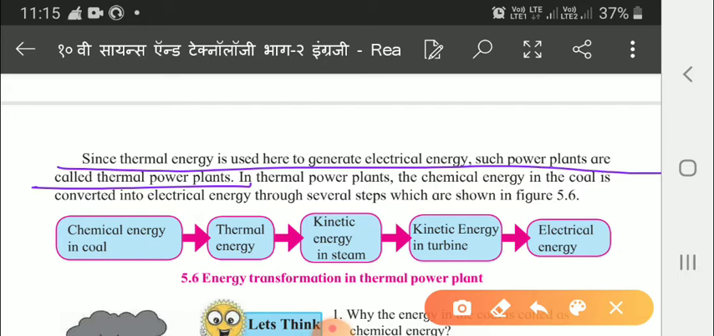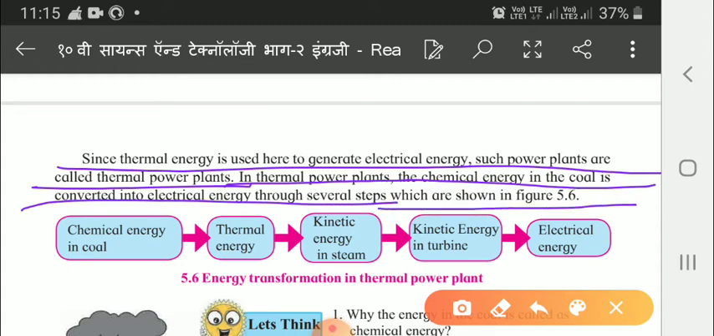In a thermal power plant, the chemical energy in the coal is converted into electrical energy through several steps. We can see the chemical energy in the coal changes to thermal energy. Further, this thermal energy is changed to kinetic energy in the form of steam. This kinetic energy rotates the turbine, and then it is changed to electrical energy.